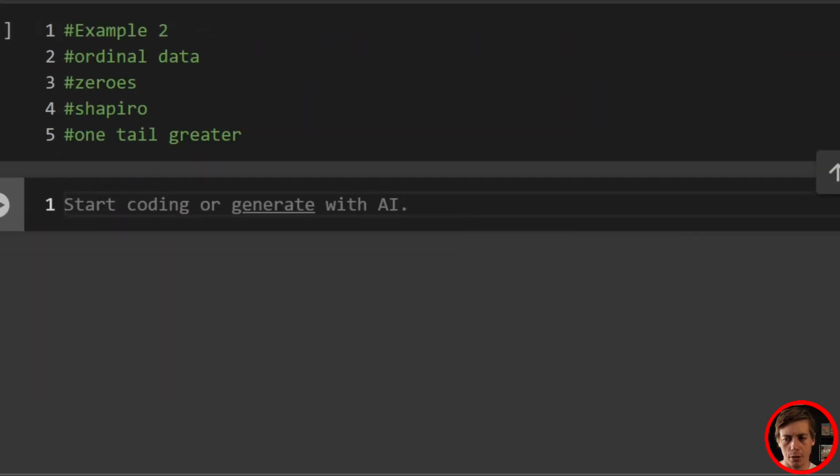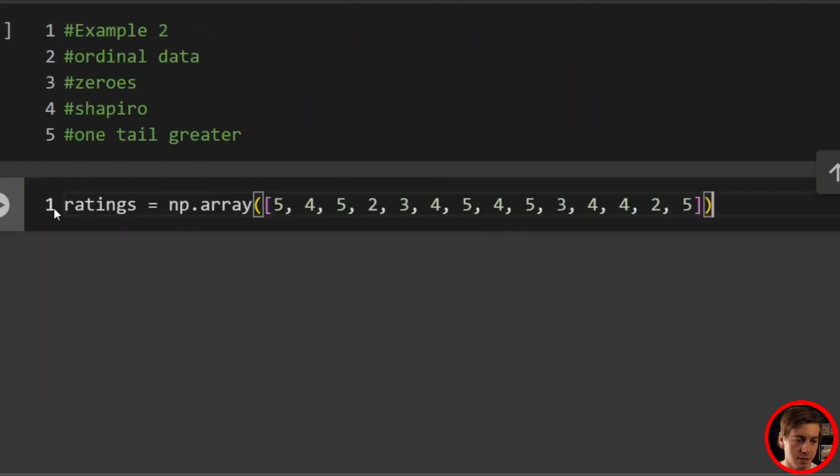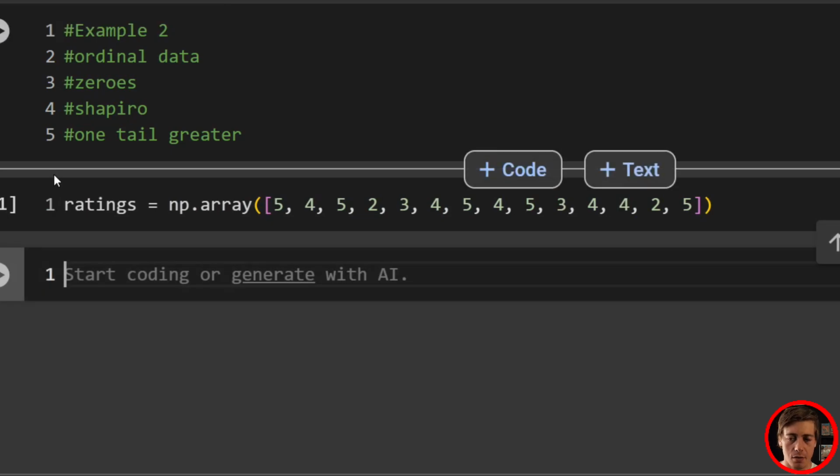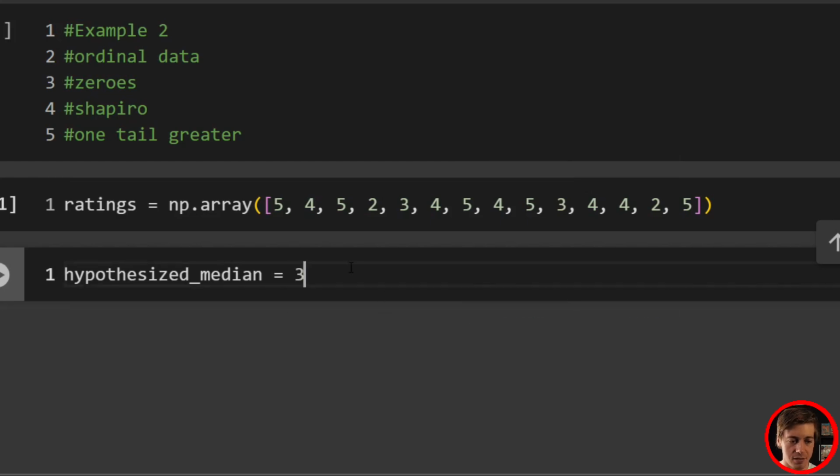So what I want to do first is pass in our data. Now, I've already mapped our ordinal data, right? So let's just say our ratings are 1 through 5. Initially, it would be A, B, C, D, F, right? So there you go on that side of things. And then what I want to do next is we'll set up our median. So we'll say hypothesized median equals 3 in this instance.